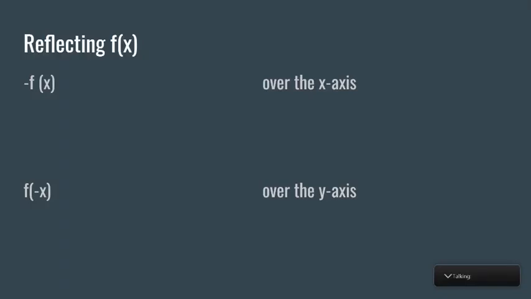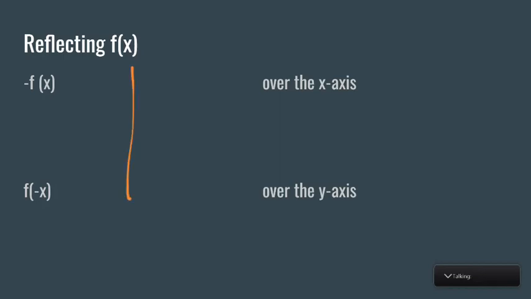Okay, now for reflecting. If you want to reflect the graph, if you put a negative in front of the entire function, it's going to reflect over the x-axis, and if you put a negative in front of x, it's going to reflect over the y-axis. Now the reason why that is has to do with the rules in geometry.